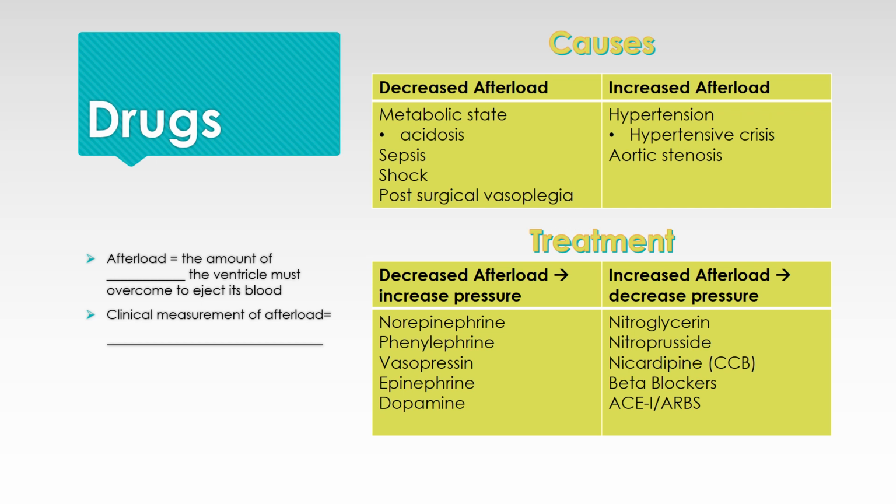and dopamine. On the flip side, if we have too much pressure, if we are too constricted, we need to dilate. And how do we do that? We do that through the use of vasodilators, such as nitroglycerin, nitroprusside, nicardipine, which is a calcium channel blocker, beta blockers like metoprolol, ACE inhibitors, which is lisinopril, or any medication that ends in pril, or if they can't tolerate an ACE inhibitor, an ARB, which would be something like losartan that ends in sartan.